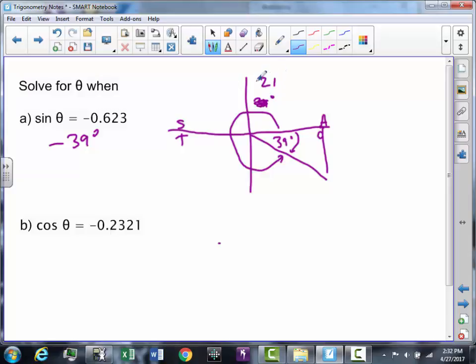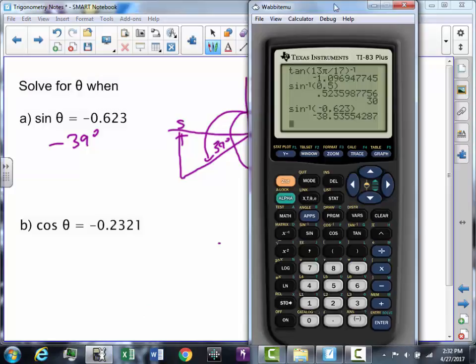That's 321. So 321 is a valid answer. But there's even more answers than that, right? Because there was also a possible triangle in this quadrant here. And if this angle here, again, is that reference angle of 39 degrees, then what's 180 plus 39? 219. So you could go all the way around to here and get yourself 219 degrees.